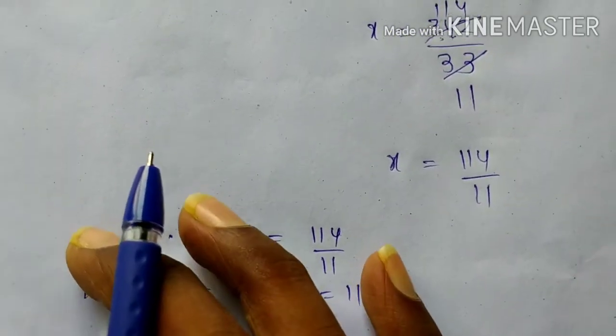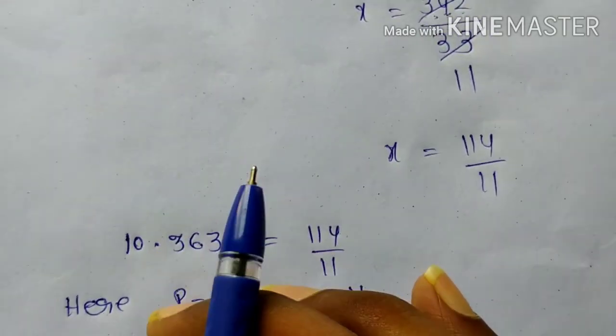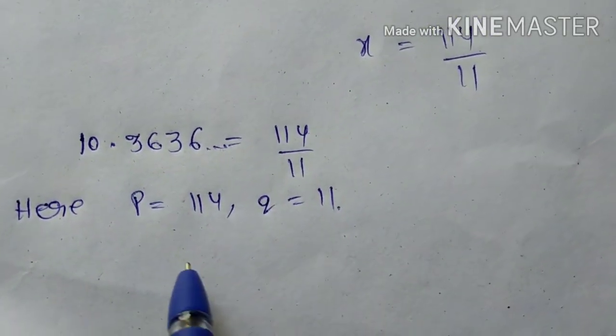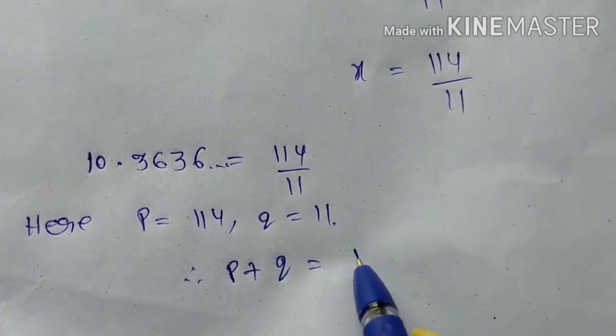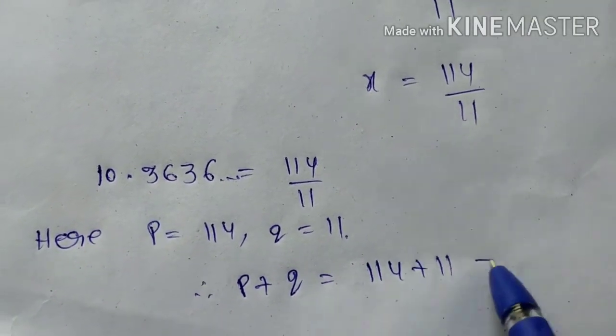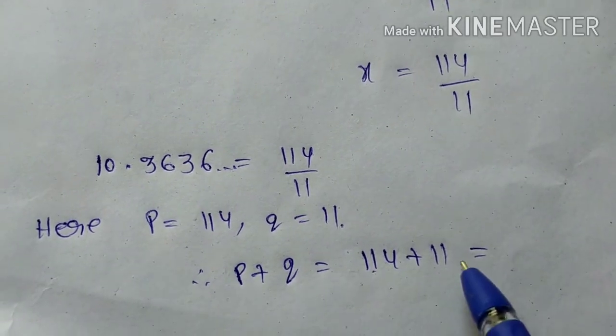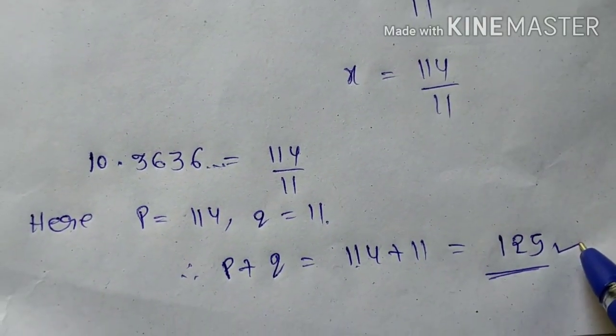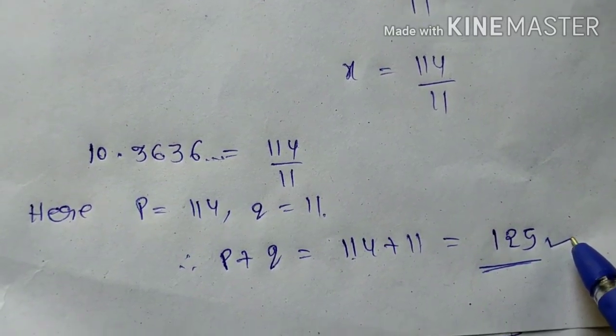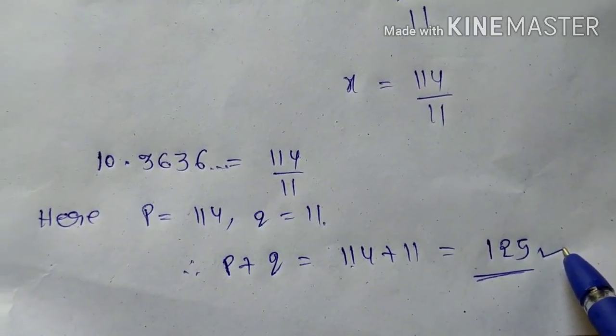In the problem they are asking you to find p plus q. So p plus q is equal to 114 plus 11, which is 125. This is your answer. They need to find only p plus q, so your answer is completed.